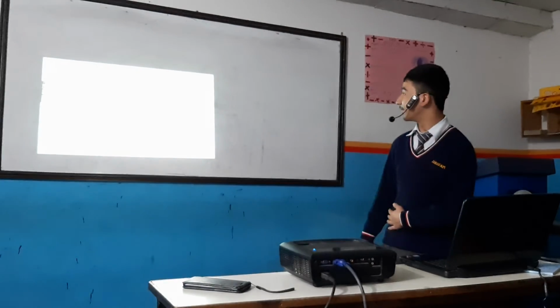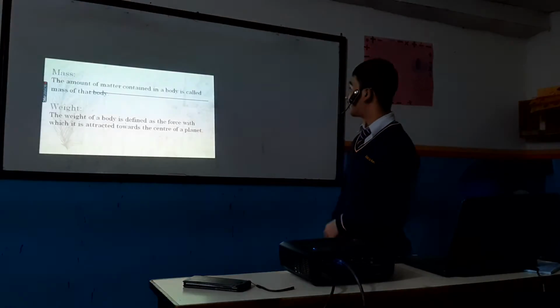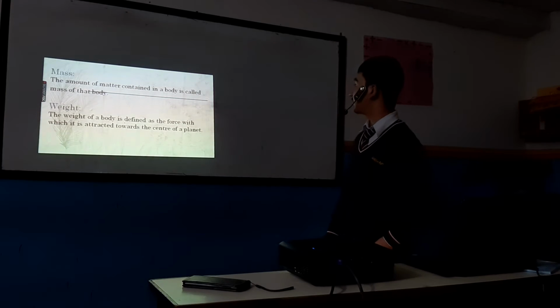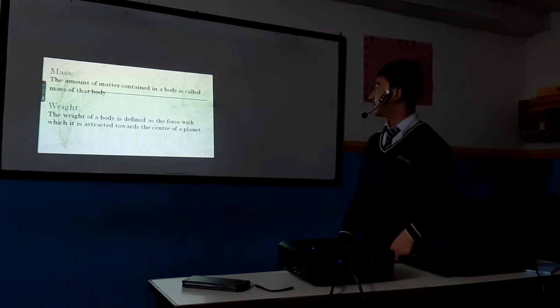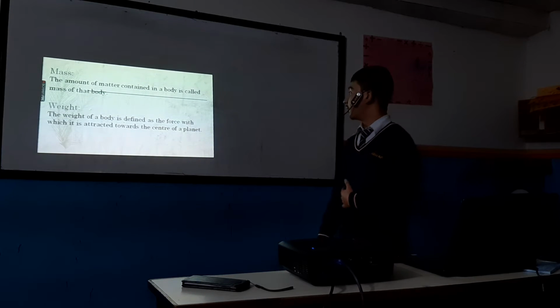Now my topic goes like this. Mass: the amount of matter contained in a body is called the mass of the body. The SI unit of mass is kilogram, kg.